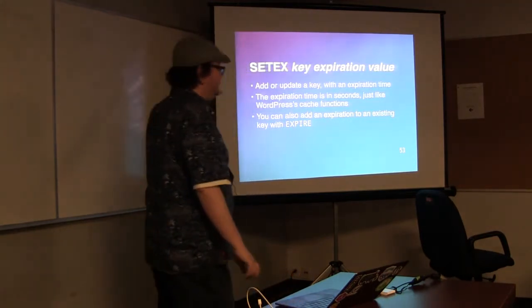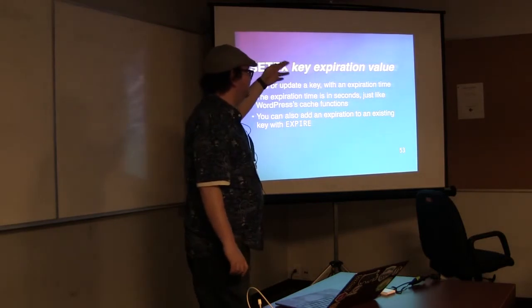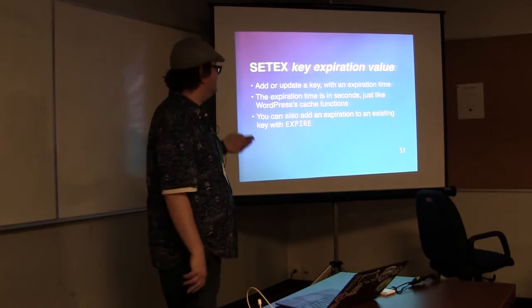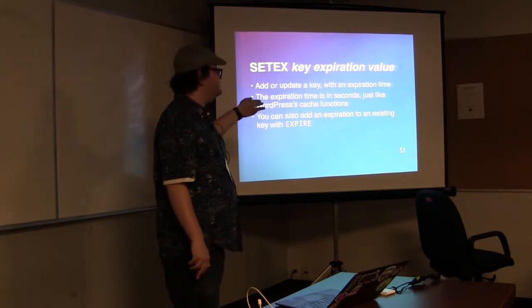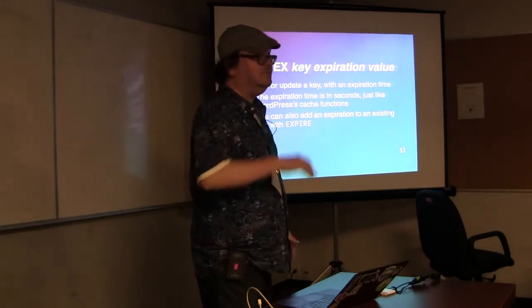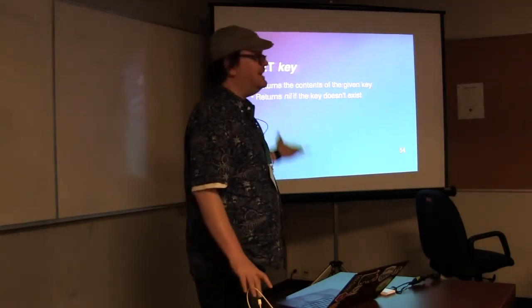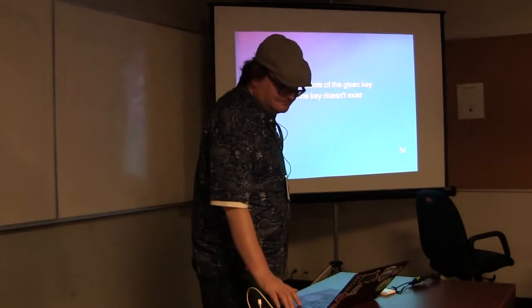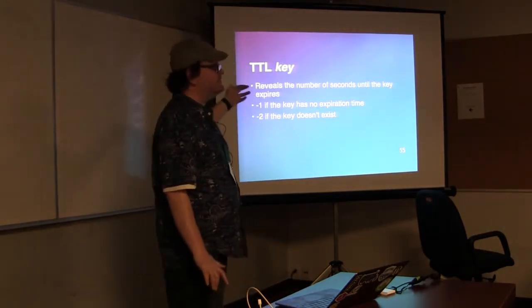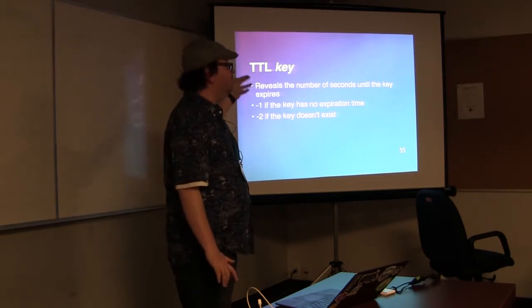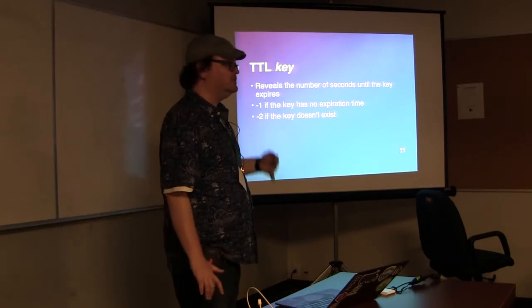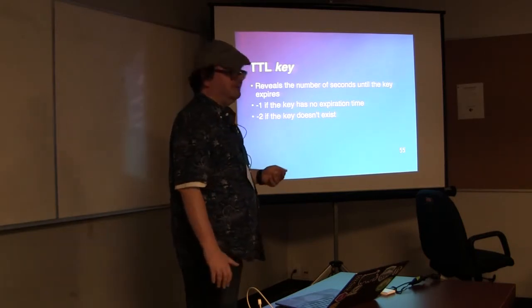SETEX key expiration-time value. The expiration time is in seconds, just like in WordPress. You can also add an expiration to an existing key with a command called EXPIRE. SETEX is just a convenient shorthand for it. GET key. TTL key, time to live. It tells you the number of seconds until a key goes away, or it returns -1 if the key will never go away because it has no expiration time, or -2 if the key doesn't exist.